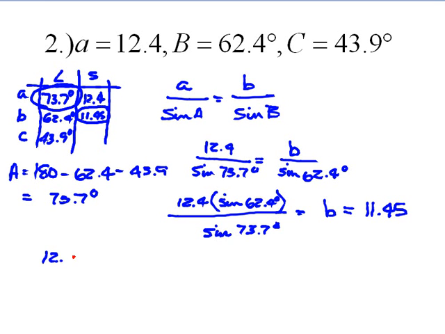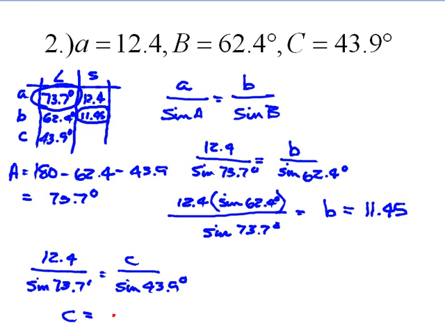We have 12.4 over the sine of 73.7 degrees will equal C over the sine of 43.9 degrees. Now take this and multiply by the 12.4, and C should equal 8.96. So we'll put our last one in there. There we go. So we've got all three sides and all three angles. So the law of sines is very handy with solving triangles.